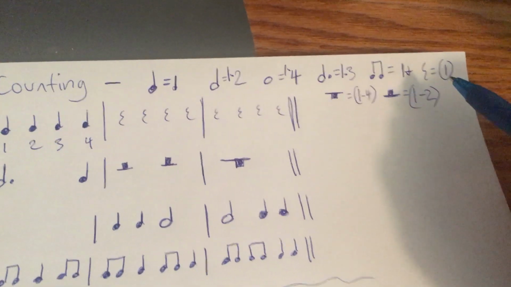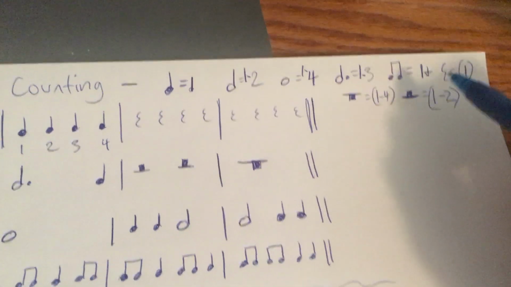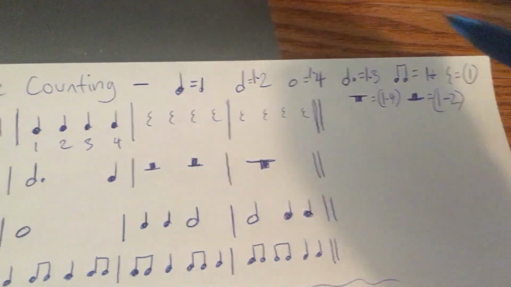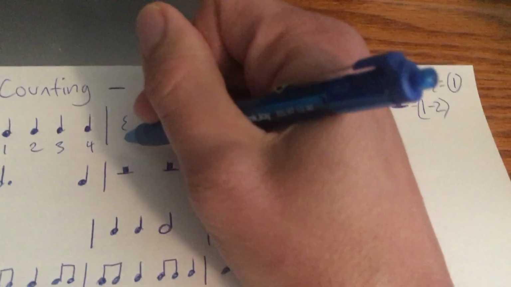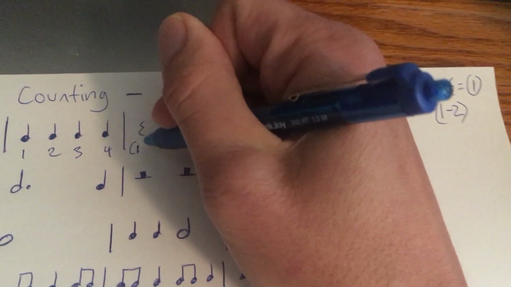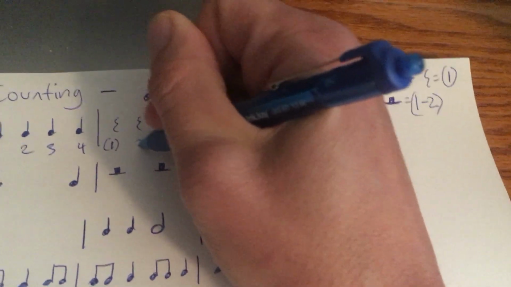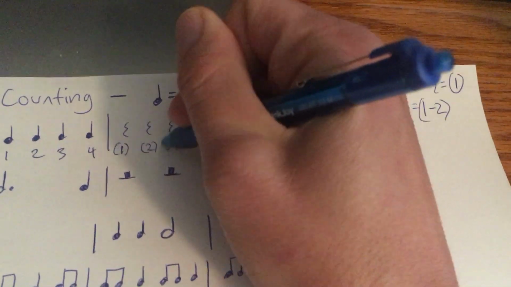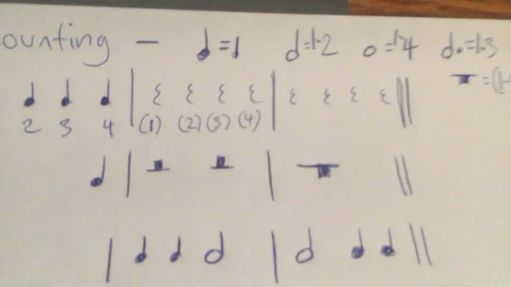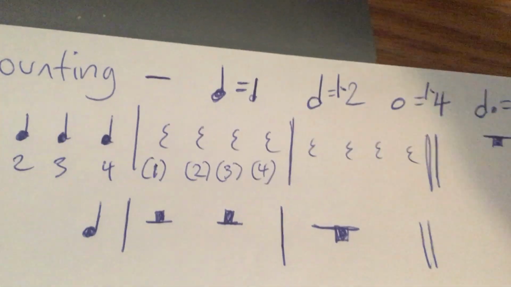And quarter rests have a number with the parentheses. A quarter rest is the equivalent of a quarter note, except the quarter rest is just quiet. You will write out the quarter rest like this: 1 parentheses, 2 parentheses, 3 parentheses, 4 parentheses. And why parentheses? Because that lets us know that it's silent.